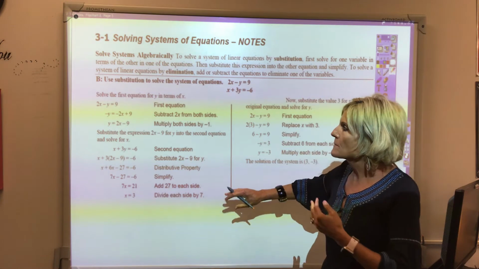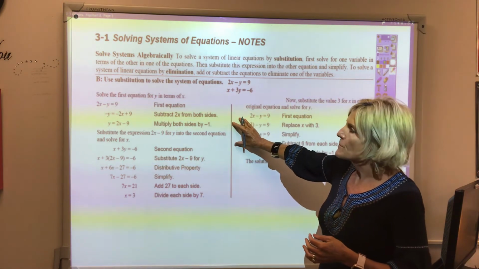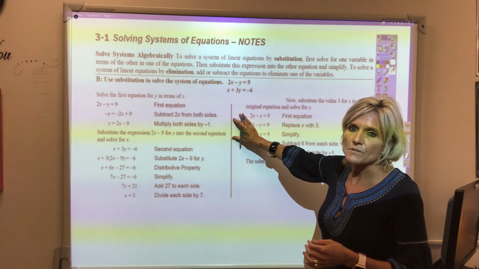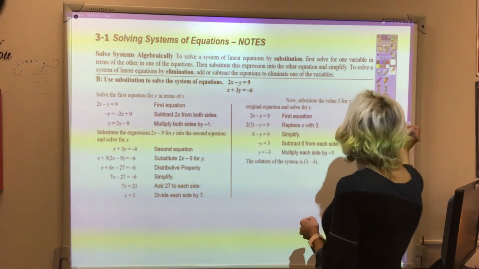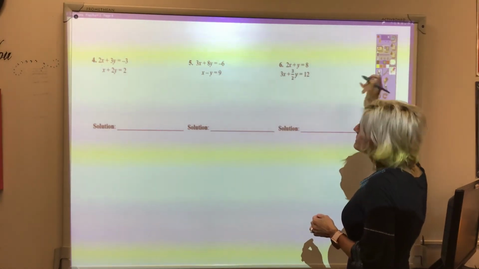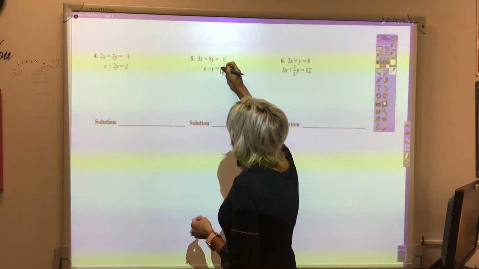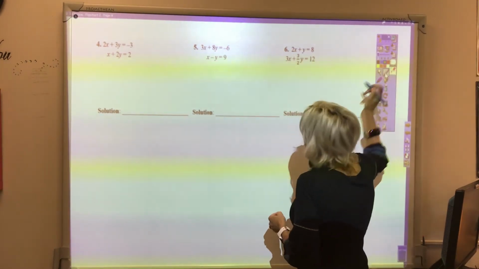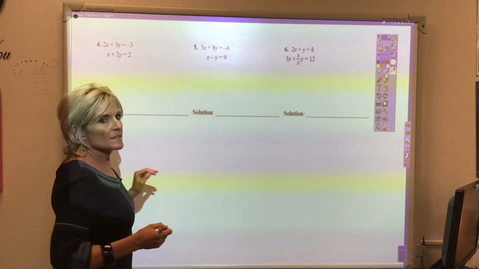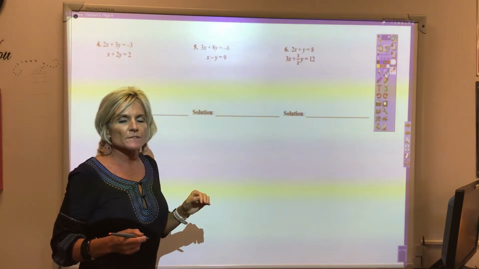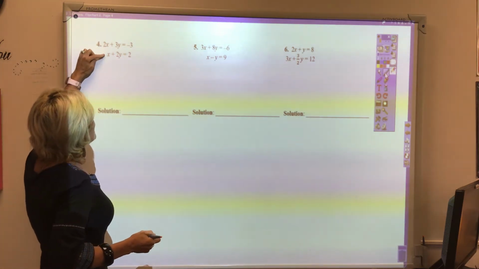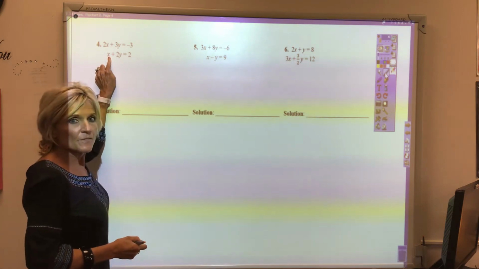I'm not going to spend time going through the example that's already provided. The first examples are going to be using substitution. So we'll just get right into it. We've got these three equations. And what you want to do is look at the equations and ask yourself, is there any variable that has a coefficient of 1? In this system, x right here just has a coefficient of 1.